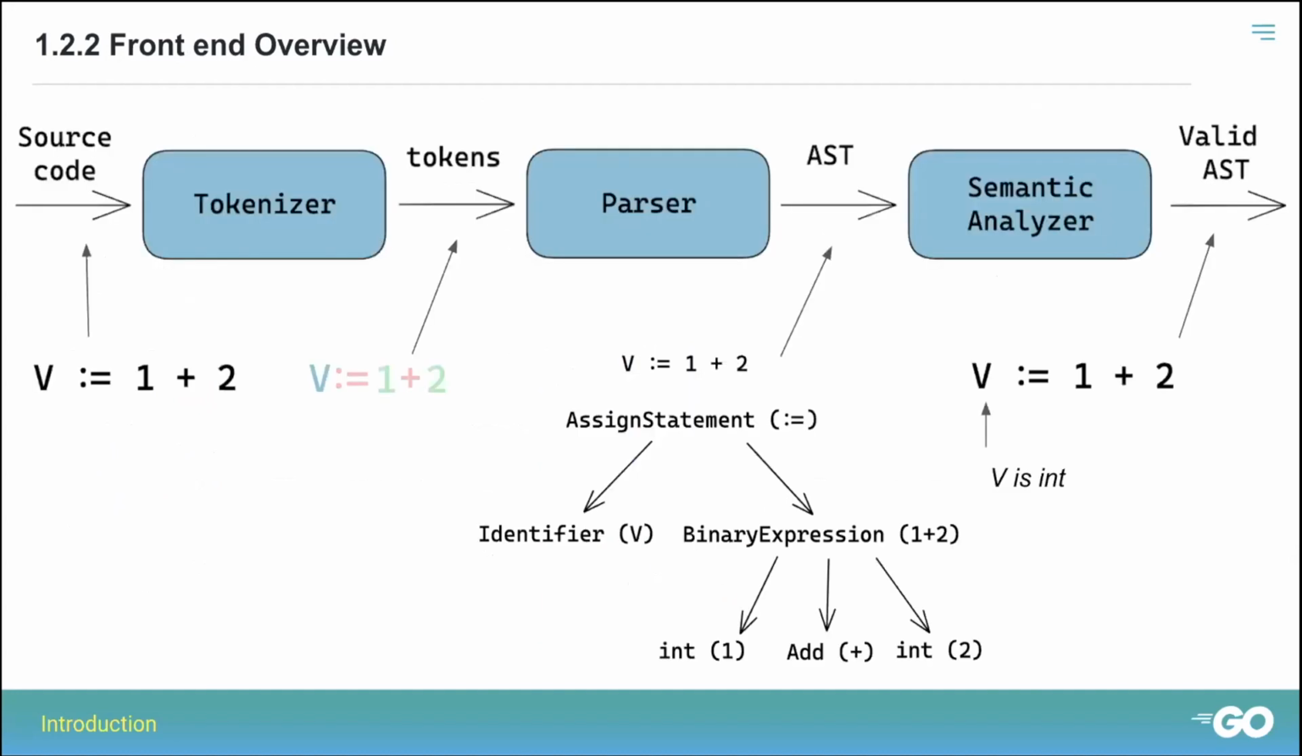So let's see how the front end, let's see what it's made of. It is also made of 3 phases: the tokenizer, the parser, and the semantic analyzer. And it works like this. The first thing that happens is that the tokenizer gets the source code. It gets a string of bytes, a list of bytes, you can say, a stream of bytes, basically the code, and assigns tokens to the characters.